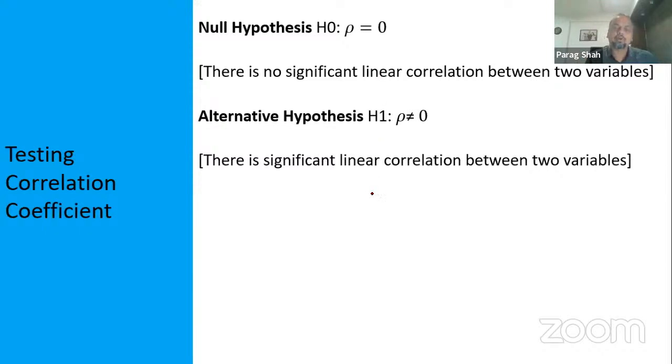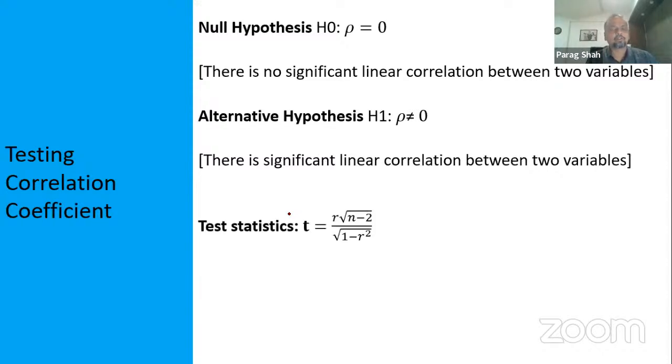So here it will always be taken as rho equal to 0. That means there is no correlation, and rho not equal to 0 means there is a significant correlation, right? So this is how we can do correlation testing using SPSS.